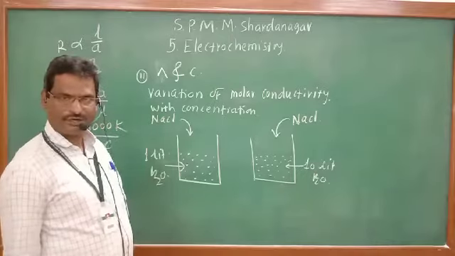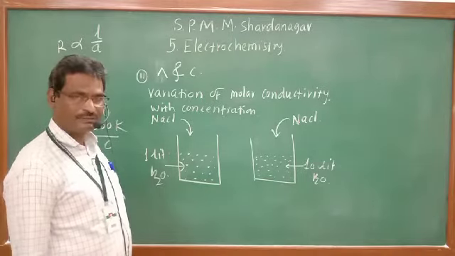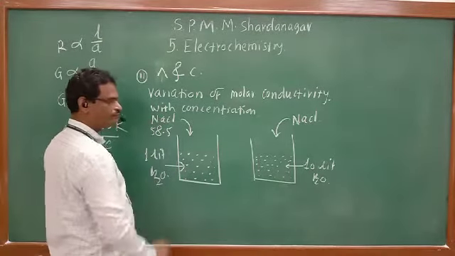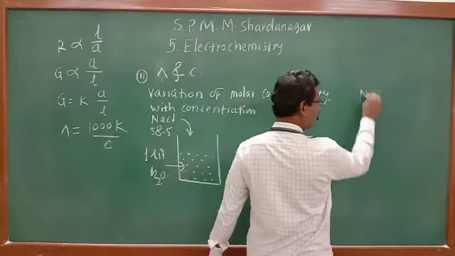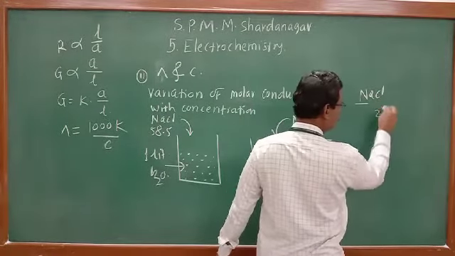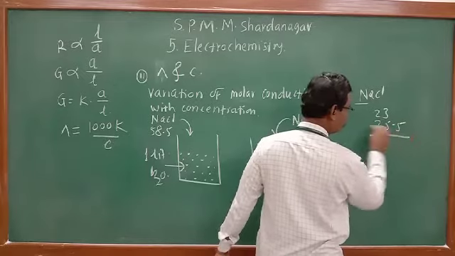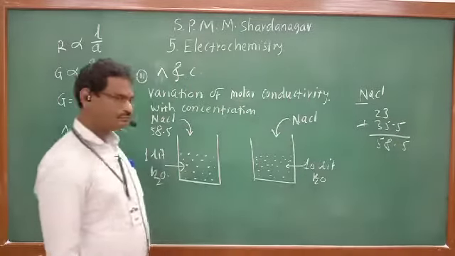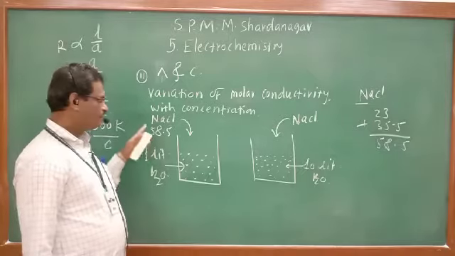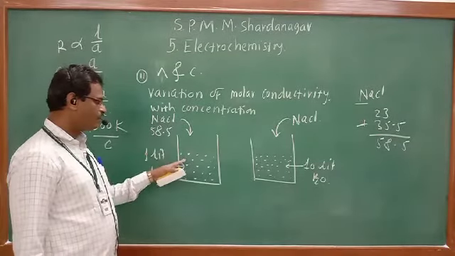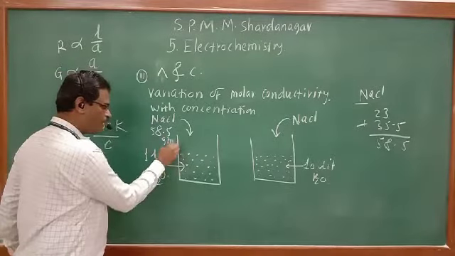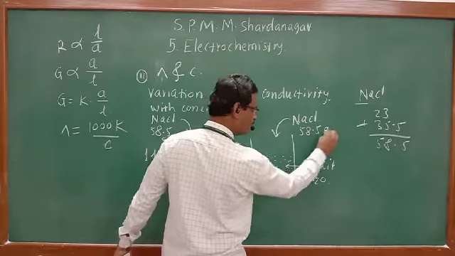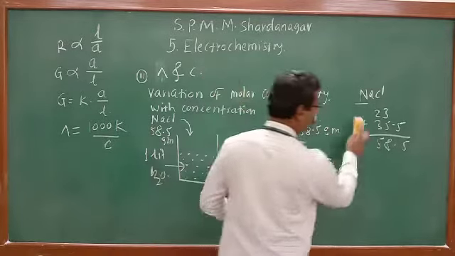What is the molar mass of sodium chloride? Do you know? 58.5. Because sodium chloride, sodium 23, chlorine 35.5, summation 58.5. Here sodium chloride 58.5 gram is added in 1 liter water. Here also sodium chloride 58.5 gram is added in 10 liter of water.